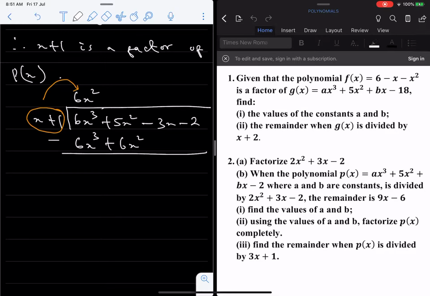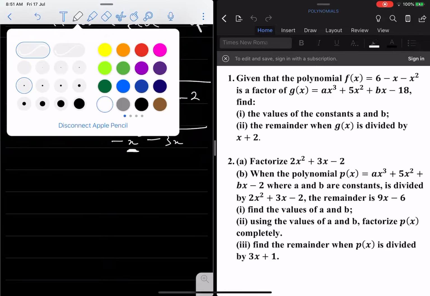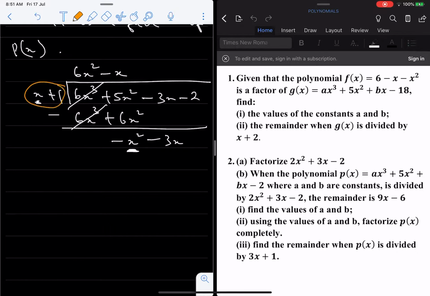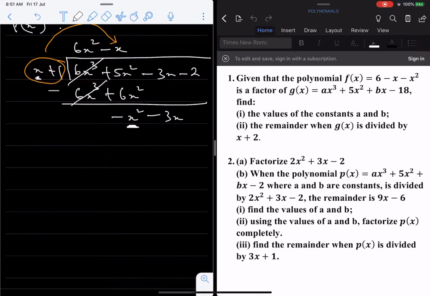Now we subtract. 6x cubed minus 6x cubed is 0. 5x squared minus 6x squared is minus x squared. You bring down the next term and you go again. Minus x squared divided by x, that's minus x. When you obtain an answer, you multiply the whole of the divisor by that answer. So we're going x plus 1 times minus x. x times minus x is minus x squared. And 1 times minus x is minus x. Subtract again.